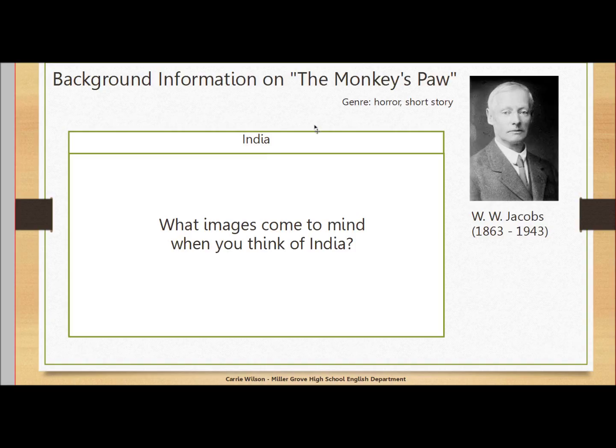Before we read, take a moment to consider what images come to mind when you think of India. Write in your journals at least 10 images that come to mind when you think of India.